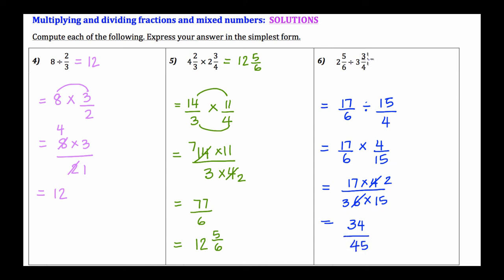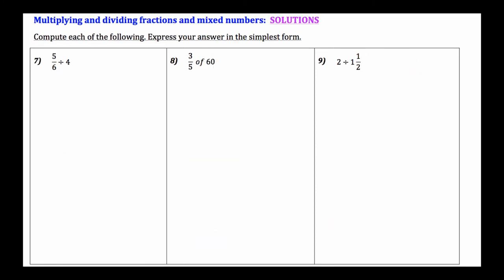Now, usually when you start with a mixed number, you should convert it back to a mixed number, but 34 over 45 is less than a whole. So I cannot convert it into a mixed number. So I will leave it as 34/45. Let's do the last three problems.